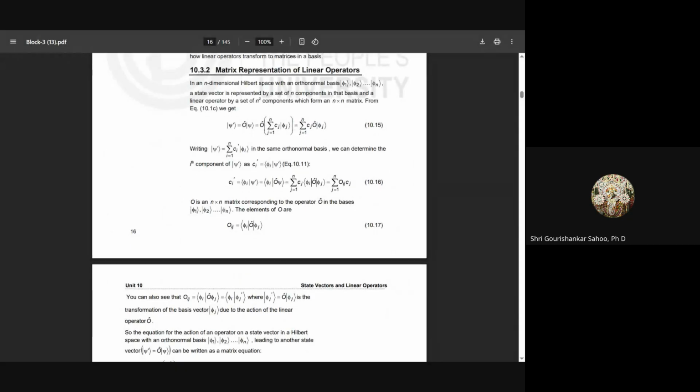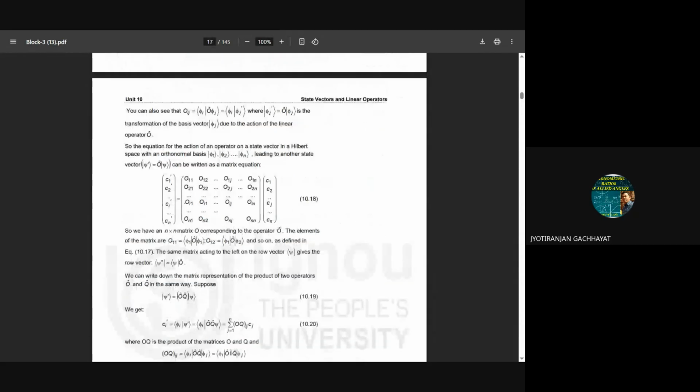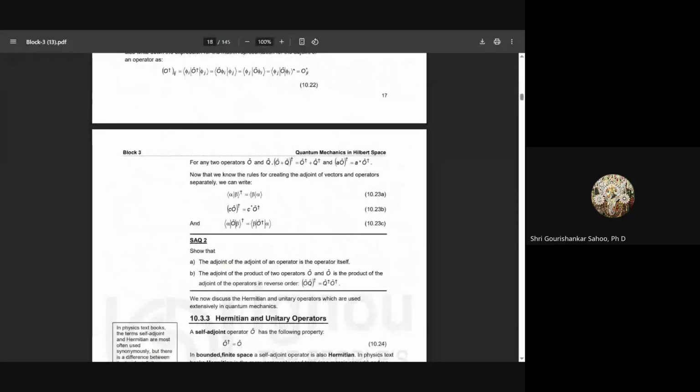And this is matrix representation of a linear operator. Bra vector can be represented in a row matrix, and ket vector is represented in a column matrix. Okay. So you can see here.